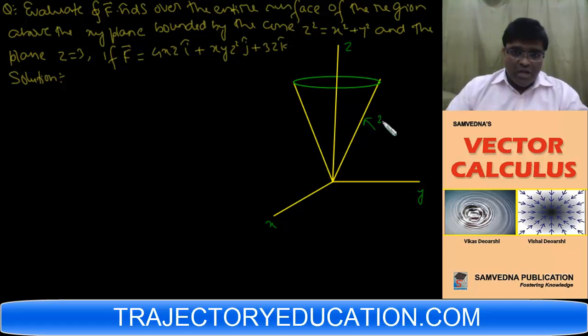This is the cone we are talking of. This is the cone z square equals x square plus y square. This is the upper half of the cone, and this is the plane z equals 3. Alright. So we have to evaluate the surface integral on this surface consisting of the conical part and this planar part, the base.